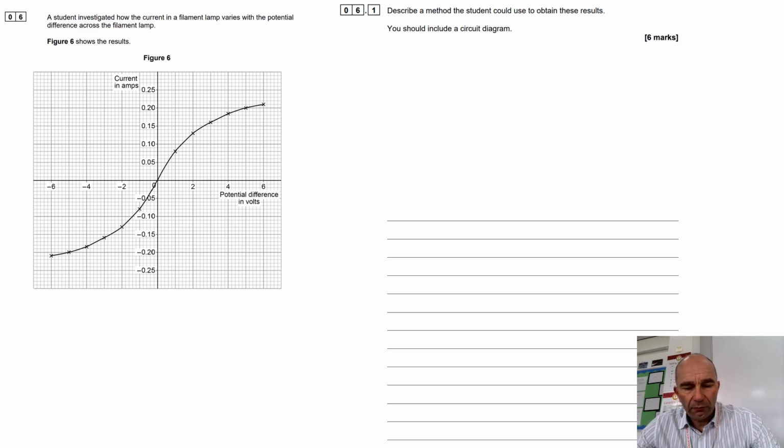Now, here we're measuring potential difference and we're also measuring current. So straight off you should be thinking we need a voltmeter, we're going to need an ammeter. We're measuring this for a filament lamp, so of course we're going to have a filament lamp in our circuit. We also need to think about how we are going to change the potential difference, or the current, within this circuit. So we're going to need a variable resistor in our circuit.